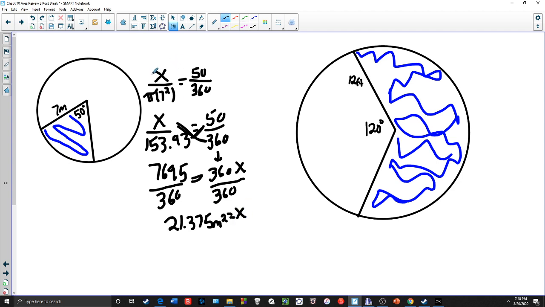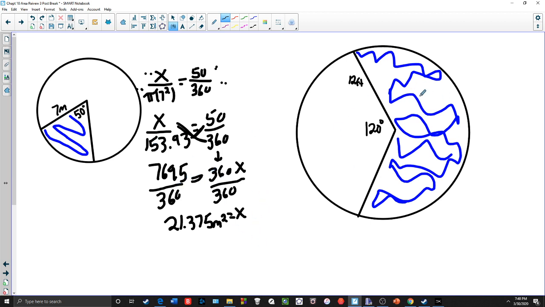So again, area over area, slice over circle. Degrees over degrees, slice over circle. And once you get down to that step, figure out what your pi stuff is, get a single number there to make it easier on yourself, and then top times bottom, write down, top times bottom, write down, and again, there's going to be an equal sign in the middle. You don't make them into one fraction, you set them equal to each other.